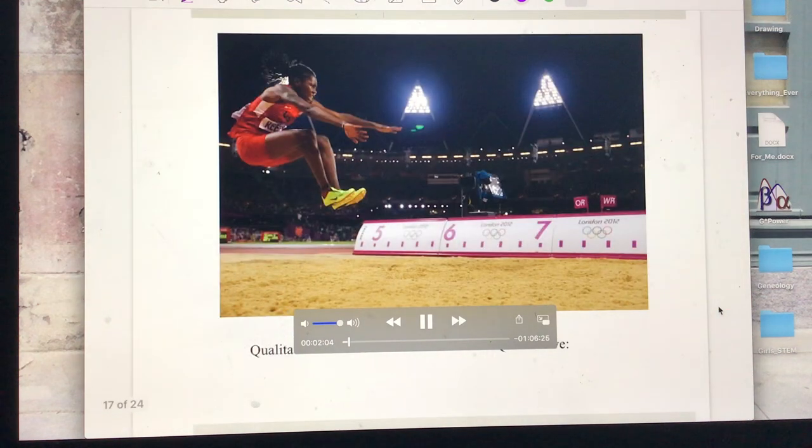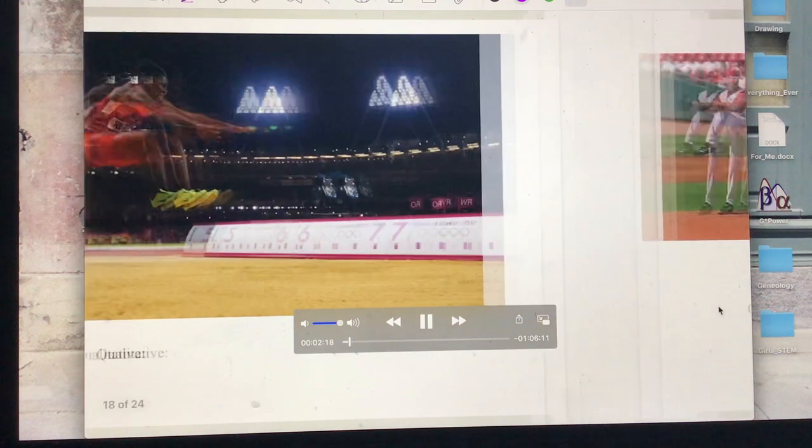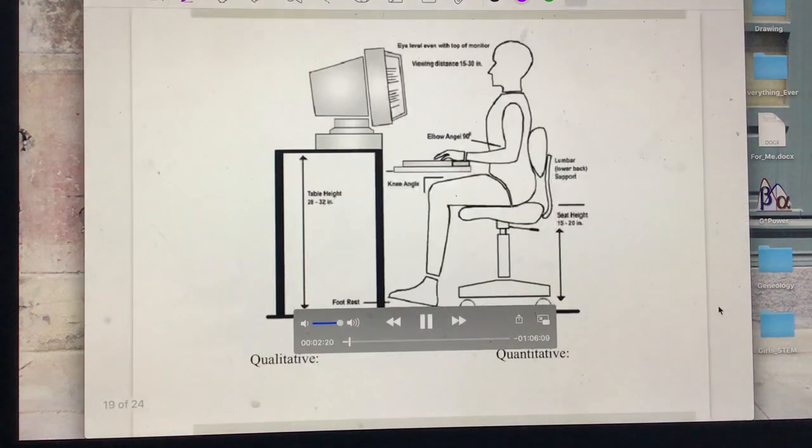Okay. I have some slides here to give you many, many opportunities to practice. So please, please, please practice. Be able to list some qualitative things you could assess and quantitative things you could assess.